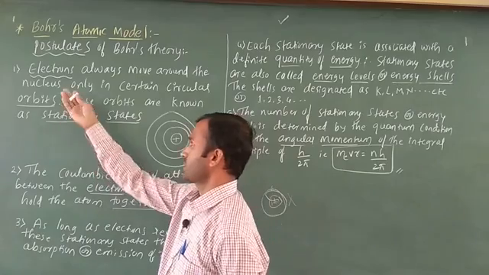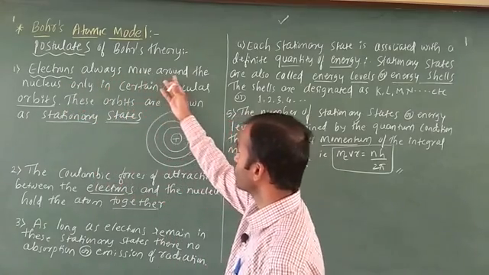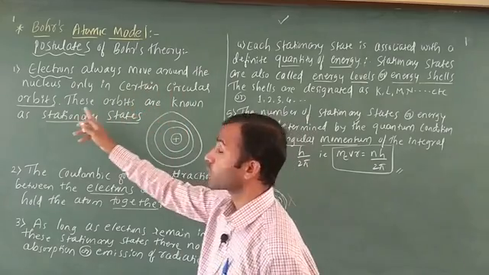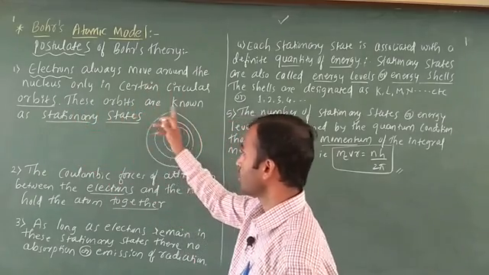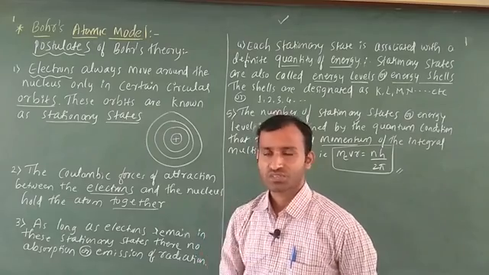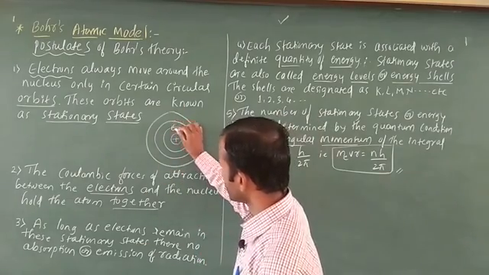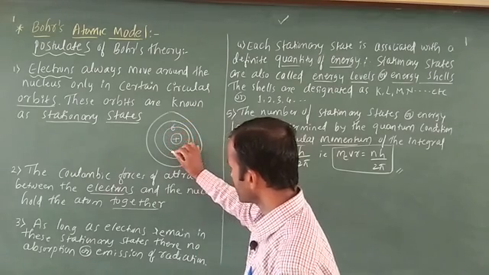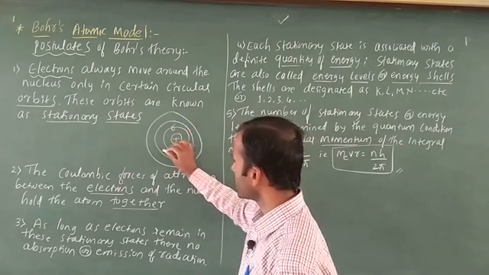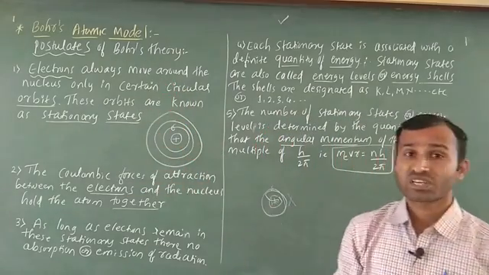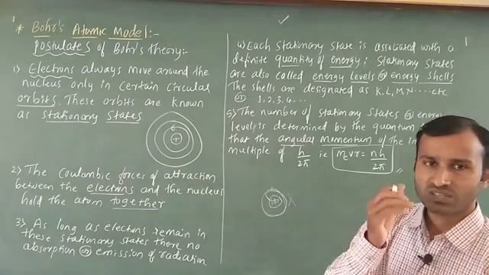According to the first postulate, the electrons always move around the nucleus only in certain circular orbits. These orbits are known as stationary states. This is the first postulate. Here, this is the electron. The electron revolves around the nucleus in circular orbits, meaning a circular orbit. These orbits are called stationary states.